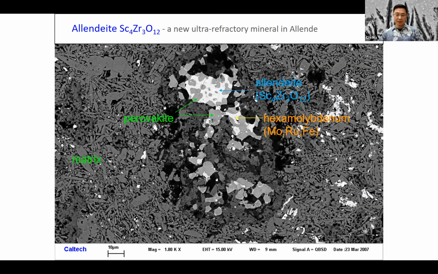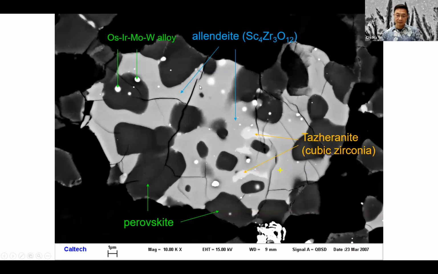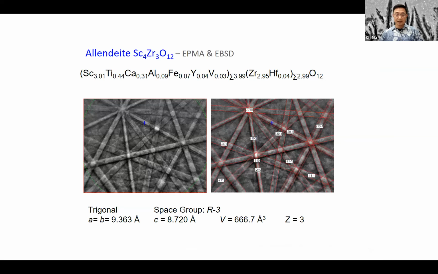Allendeite is the first new mineral I found in Allende. So it's a scandium zirconium oxide. It occurs here in this small ultra-refractory inclusion, along with hexamolybdenum. Now let's zoom in on this region. Allendeite occurs here, along with the cubic zirconia, perovskite, and those spherical osmium alloy. Allendeite has this empirical formula. EBSD shows it has a trigonal structure.